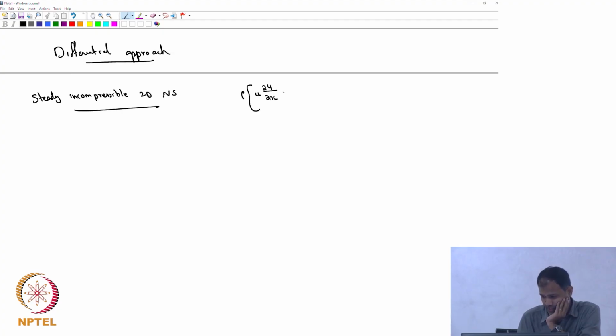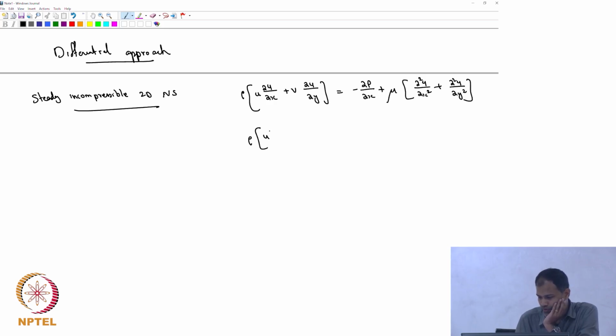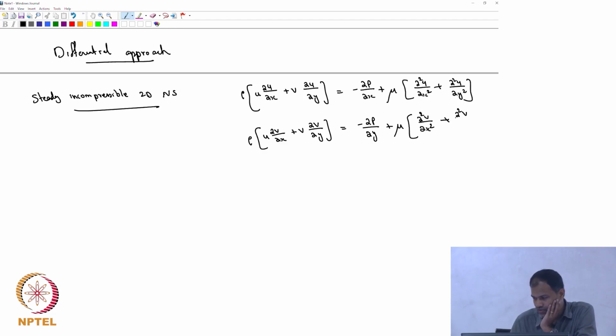ρ(u ∂u/∂x + v ∂u/∂y) = -∂p/∂x + μ(∂²u/∂x² + ∂²u/∂y²). And the y momentum equation: ρ(u ∂v/∂x + v ∂v/∂y) = -∂p/∂y + μ(∂²v/∂x² + ∂²v/∂y²). Okay, so these are the equations that you should have really solved to get the velocity profile inside the boundary layer.